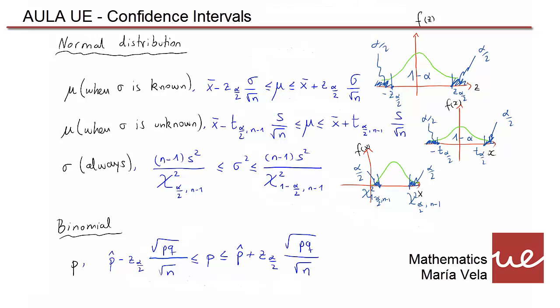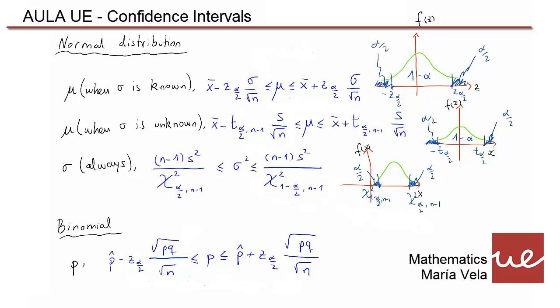For the normal distribution, we have the first case, mu when sigma is known, and the formula to compute the confidence interval is just the following one. You have seen the explanation in class, so I'm not going to explain it once again. Here, let me just remark that you need to compute in the normal distribution table the value of z alpha halves because we leave alpha halves probability in both parts, right and left.